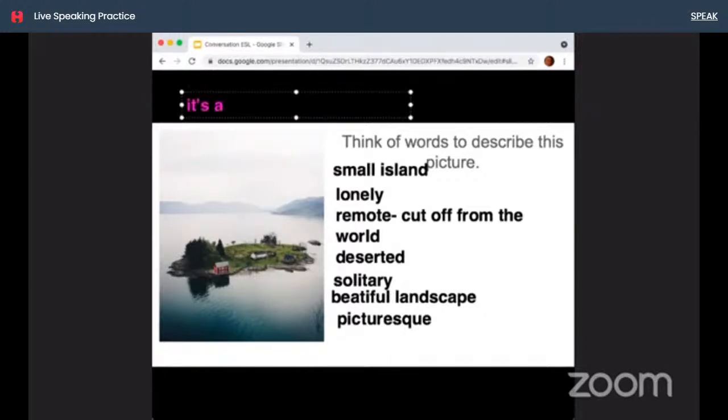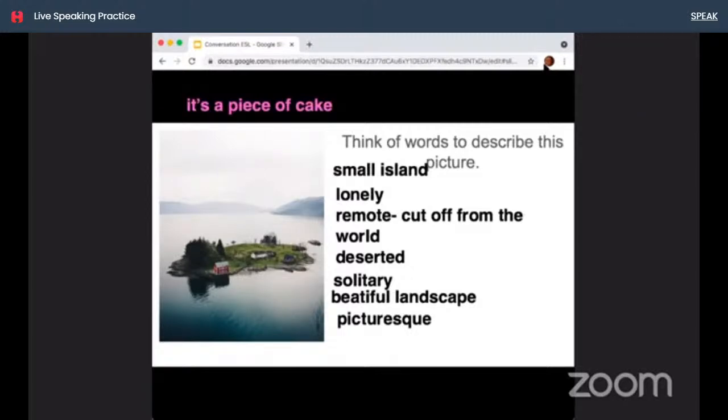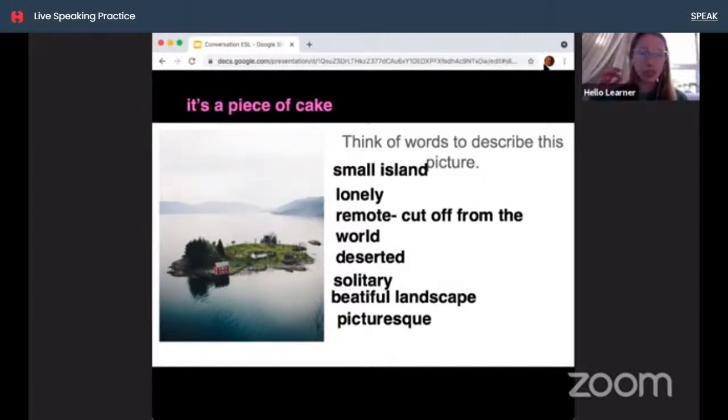Ma'am, for example, tit for tat, is that an idiom or a phrase? It's a little bit like an idiom. A better example is "it's a piece of cake," because it can have a literal meaning, the meanings of the words, cake, the dessert. But "it's a piece of cake," all those words together as an idiom, means it's easy. So an idiom has an extra meaning.